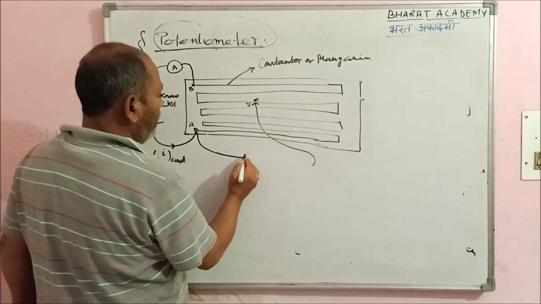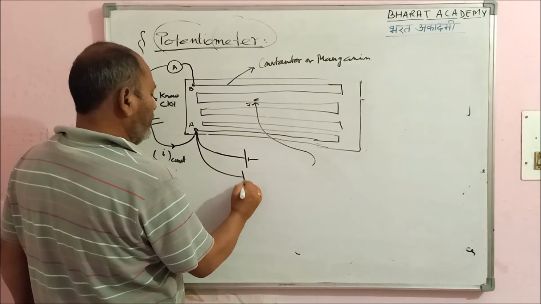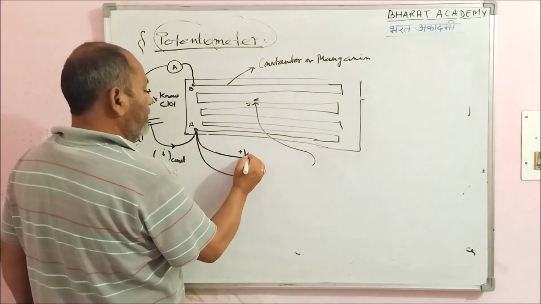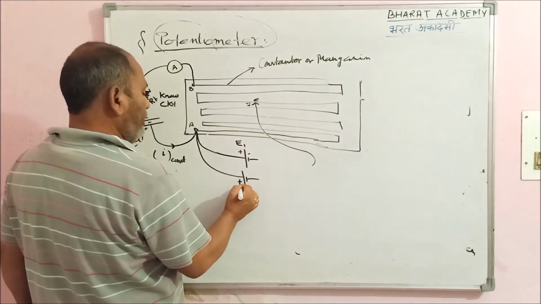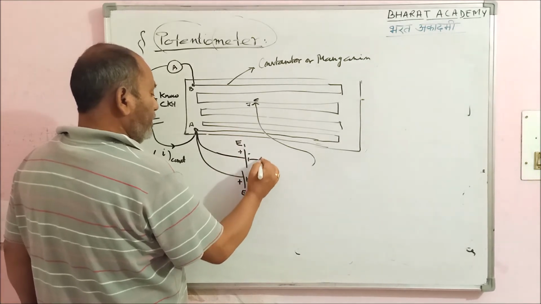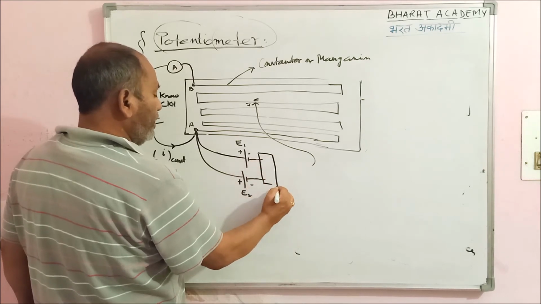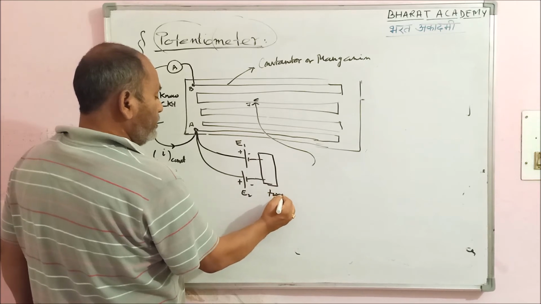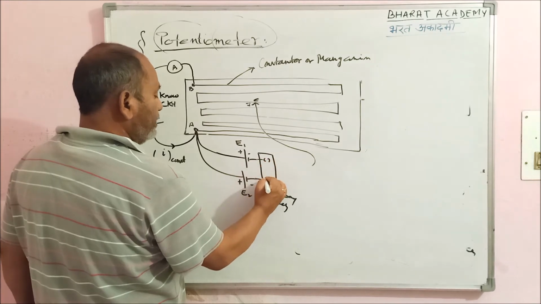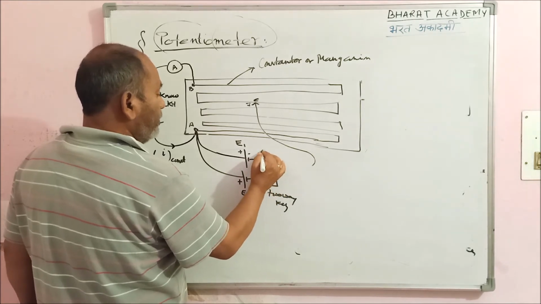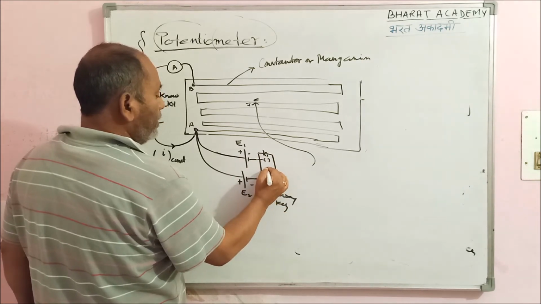Now we have, instead of one, two cells: one, second. Suppose this is Daniell and this is Leclanche or one like this, right? Now we use a two-way key. This is called a two-way key. We will have three terminals. This is K1, this is K2, and one will be the common terminal.